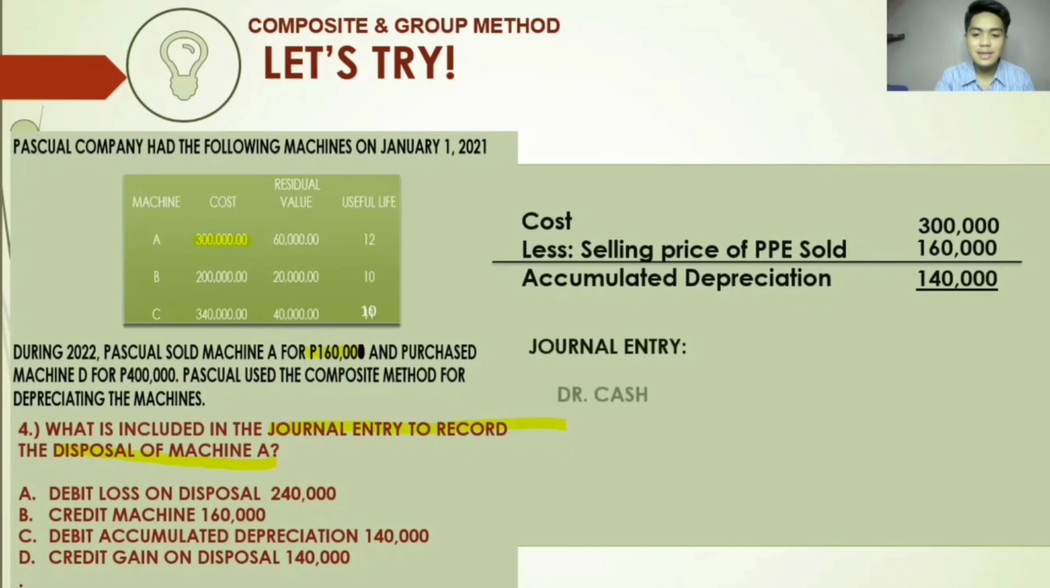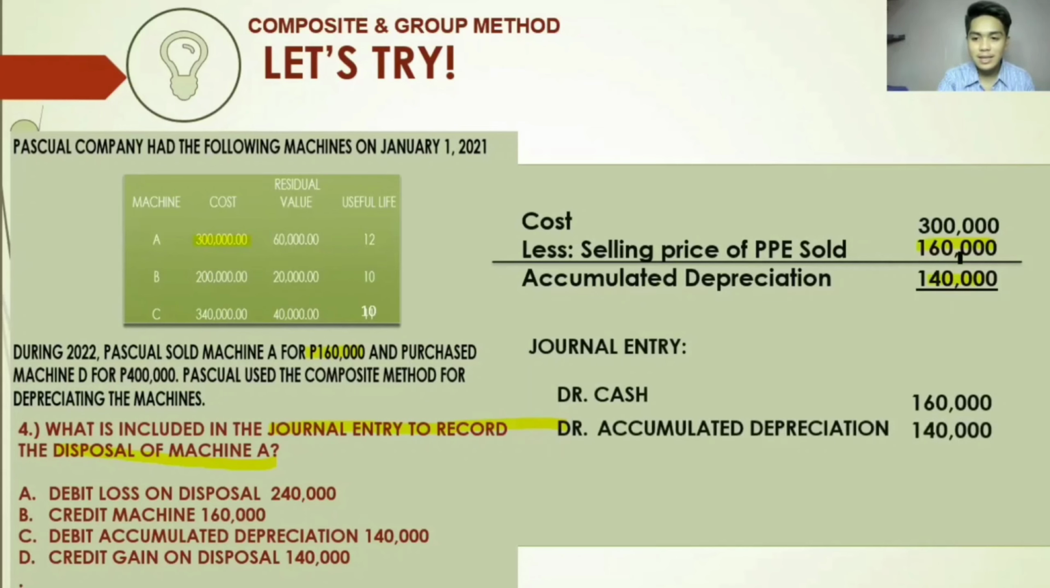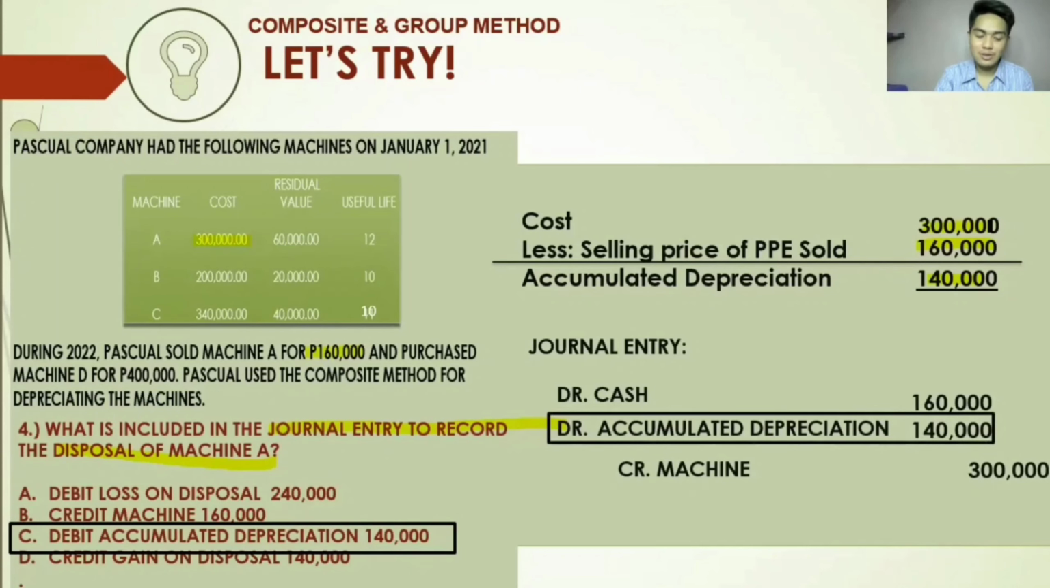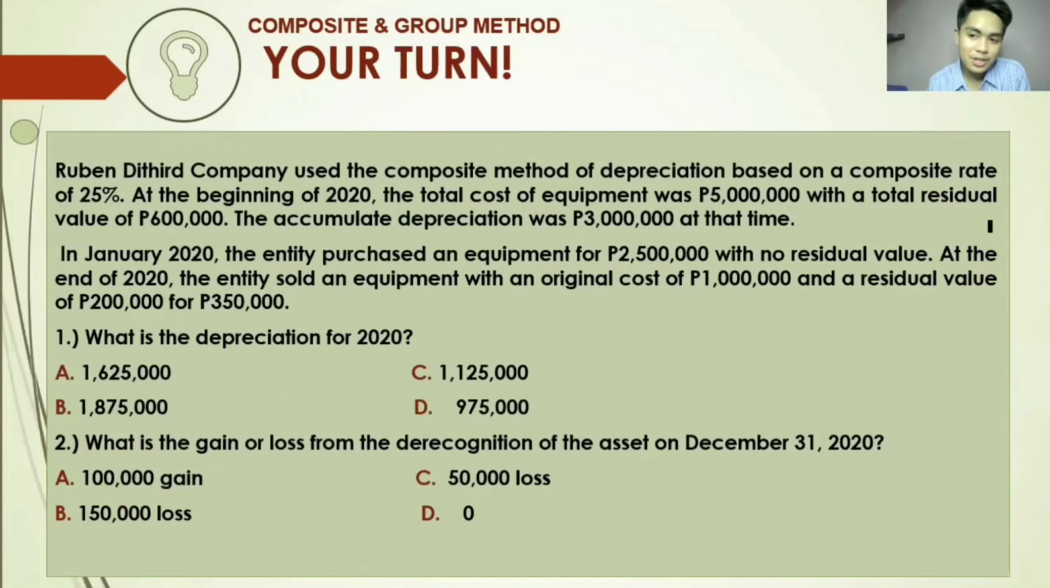Journal entry tayo guys. Cash, how much yung cash? 160. Accumulated depreciation, 140. Debit natin. Credit natin yung PPE, which is yung machine, 300,000. So the answer for number 4, letter C. Debit the accumulated depreciation, 140. Okay? Guys, so your turn. Paki-screenshot, print screen. Pakisagutan by your own and comment down below kung ano yung sagot ninyo.